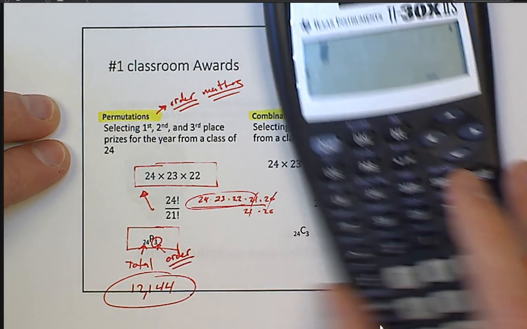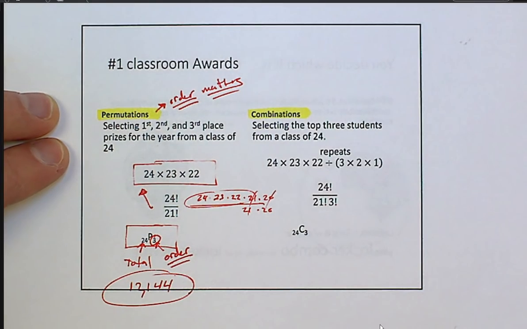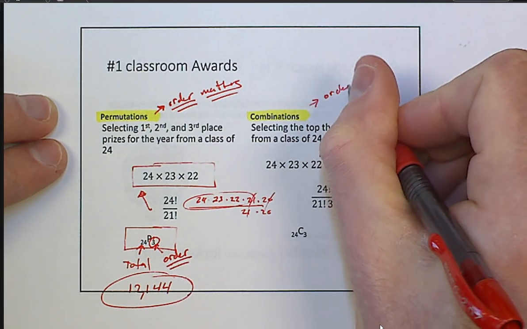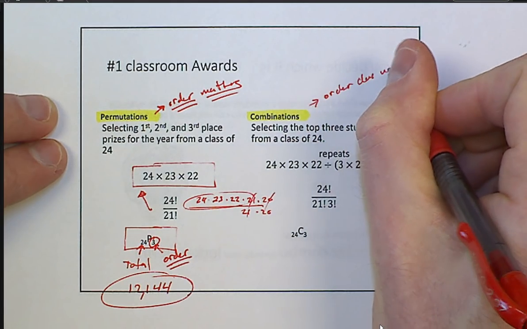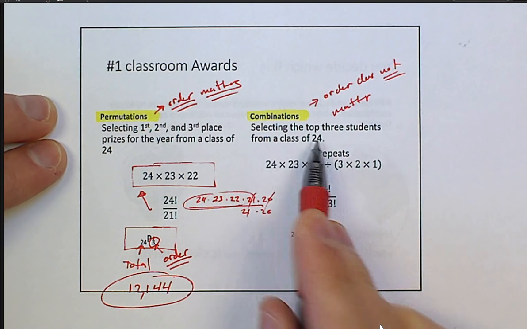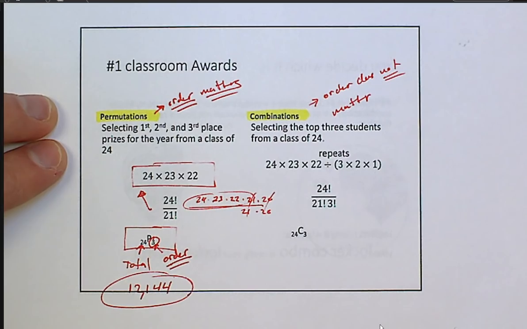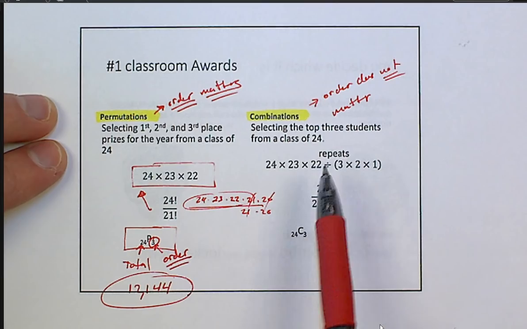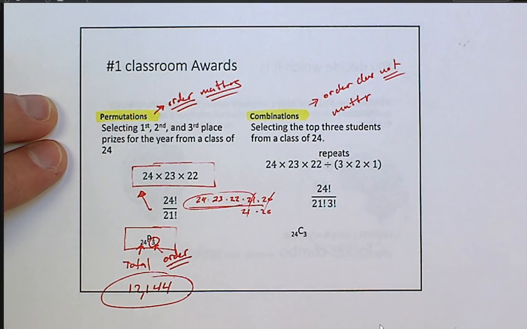So let's show you an example of a combination. A combination, obviously, is where order does not matter, okay? So we're selecting the top 3 students from a class of 24. We're just picking the top 3 students, and we're just giving them like a certificate or something like that. It's not a specific award. It's not a specific place, first, second, or third. We're just saying, hey, the top 3 students get this award, and it's in no order.